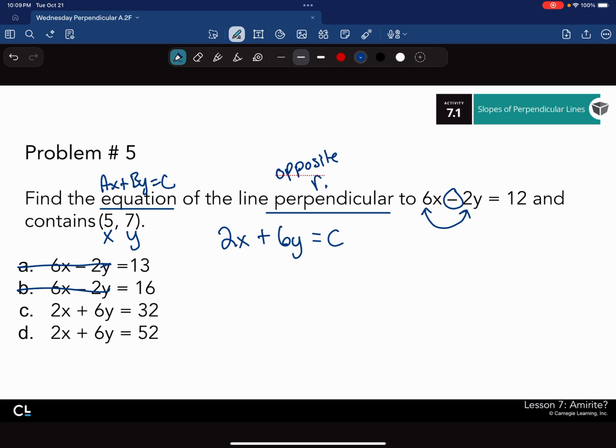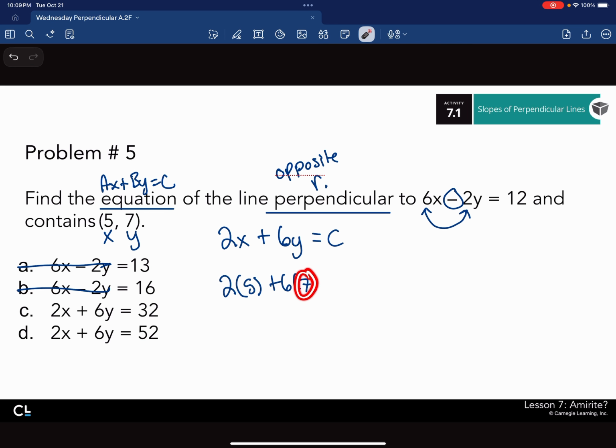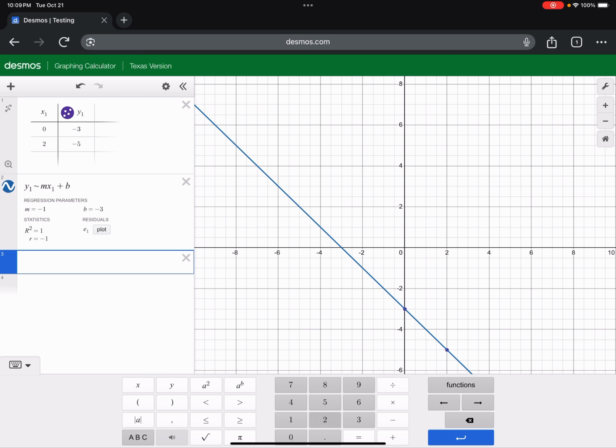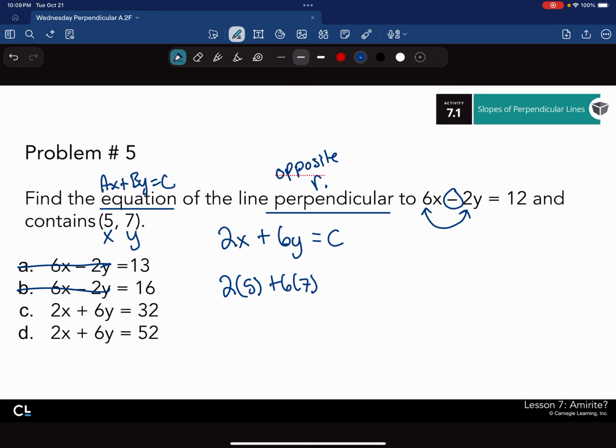Now we can solve for c. So I'm going to do 2 times 5. And where did I get this 5 from? Well, this says x. My x value is 5. I got that from the point. Plus 6 times 7. Again, where did I get this 7 from? This says y. The y value in the point is 7. And then we're going to go ahead and put that on Desmos. 2 times 5 plus 6 times 7. Our new c value is 52.